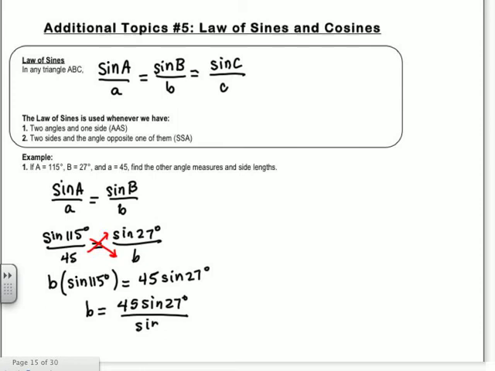Do you have to do anything special since they're degrees? Just make sure your calculator's in degree mode. So hit mode, and then arrow over to degree. It's the third line. All right, so I have 45 sine of 27, and then I'm going to divide by sine of 115. So check on your calculator, make sure you get the same thing. I got b is 22.542. Okay, we'll do 3 decimal places if it doesn't say. Did you guys get that?